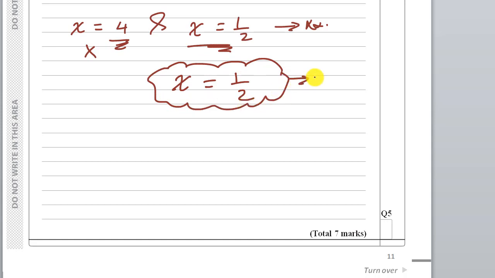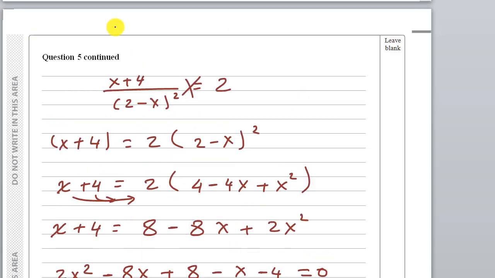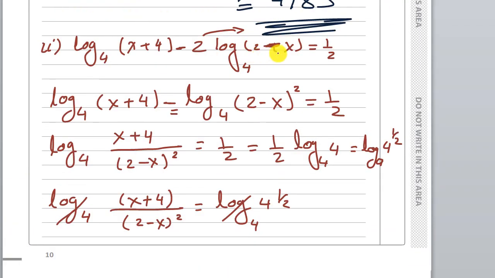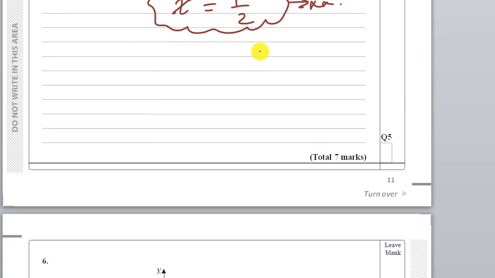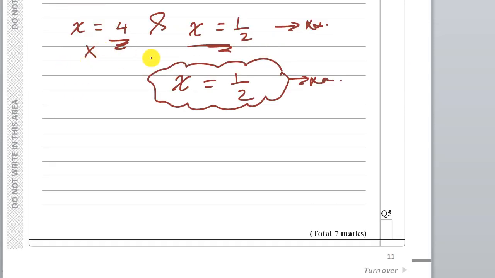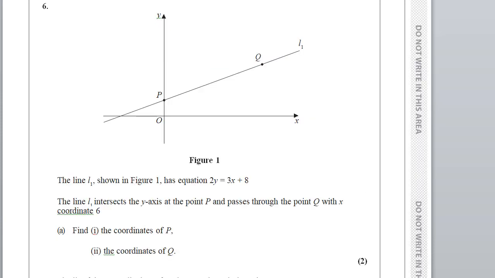Why only x is equal to half? Because if we take 4 and go to the main equation, 2 minus 4 will give us minus 2. We don't have log for minus 2, so 4 is not an answer for this equation. So the only answer is half. Let us go ahead and solve another question.